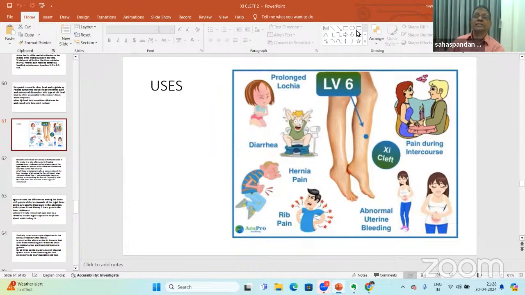So notice how close Kidney 8 is to Spleen 6. Spleen 6 and Kidney 8 are very close. So another point always used for discomfort of the organs, in particular the organs of the lower abdomen.